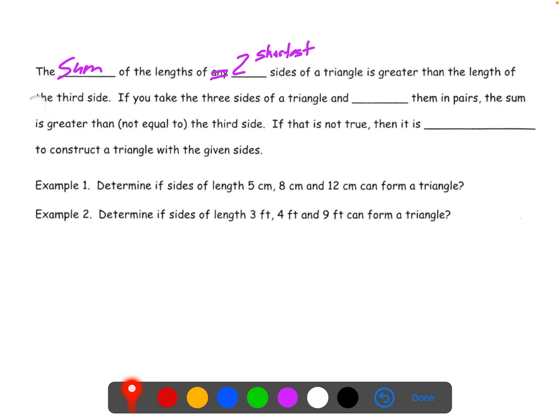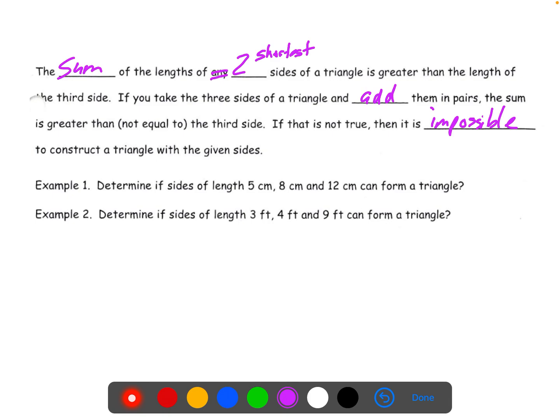That is basically what you need to get from this. That's the important part here. So when we add up, that's what sum is. When we add up the lengths of the two shortest sides of a triangle, it's got to be greater than the length of the third side. Now, if you take the three sides of a triangle and add them in pairs, the sum is greater than, but not equal to the third side. If that's not true, then it is impossible to construct a triangle with the given sides.